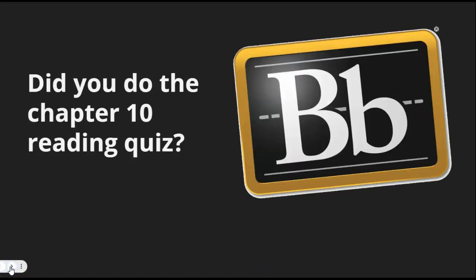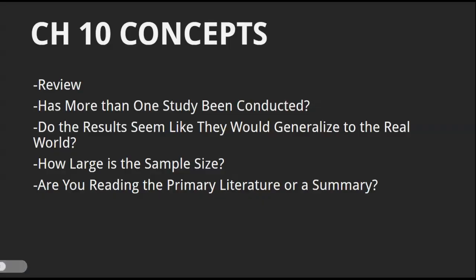Before you start this video and go on any further, make sure you read chapter 10 and do the reading questions on Blackboard. In chapter 10, we start with a review of the big concepts in the class so far. There are a bunch of questions at the beginning about the validity and reliability of measures, the 3 criteria for causality, and so forth. Then we add in some new ideas that we haven't yet really talked about.